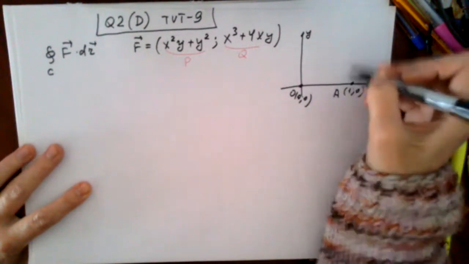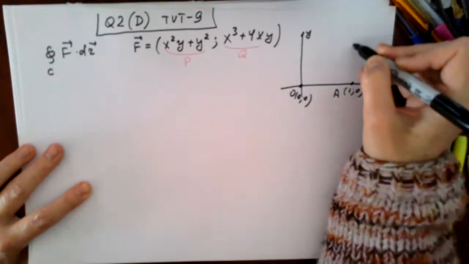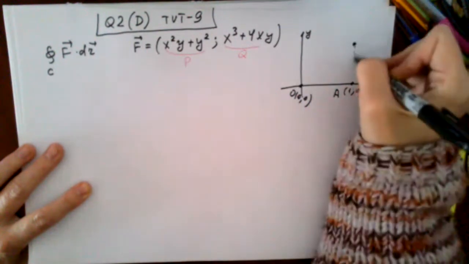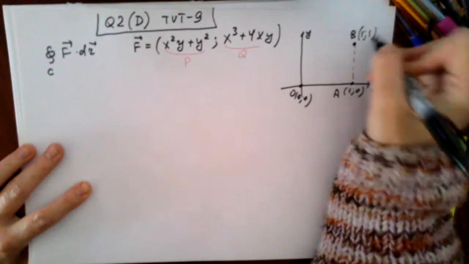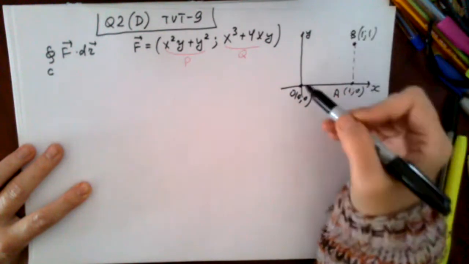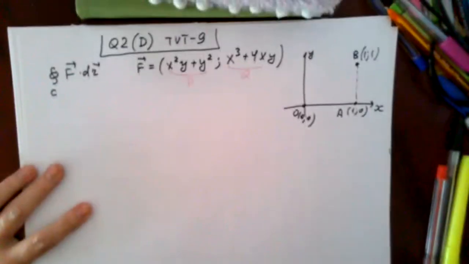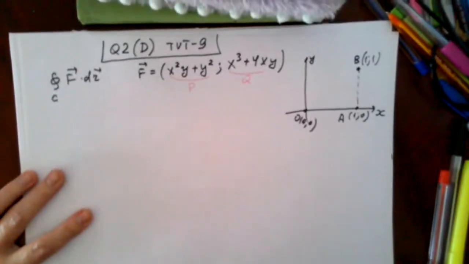Then go to the point with coordinates 1, 1. It should be somewhere here. So let's denote it with letter B. Coordinates 1, 1. And finally, go back to point O. So what does it mean? It means that our path is closed. We get a closed contour.